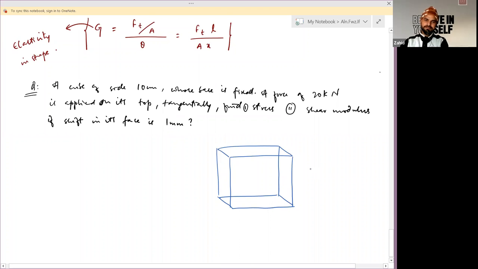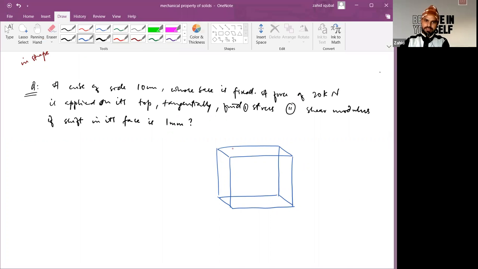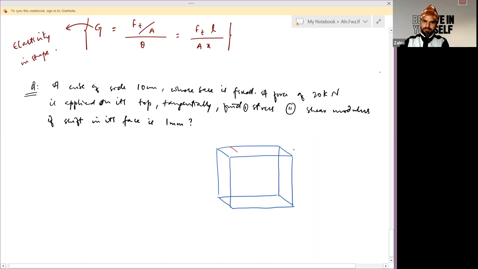Suppose this is a cube. On applying a deforming force to its top, there is a bend in this shape from this point to this point. This amount of bending is 1 mm. Length of side is 10 centimeter. Applied force is 20 kilonewton. Just put all the values and try to find these terms. Okay.